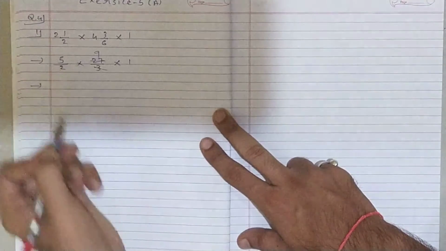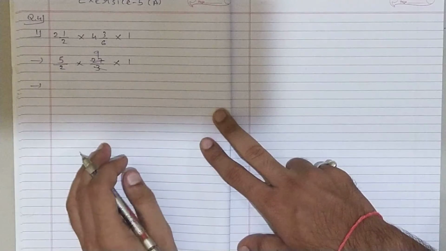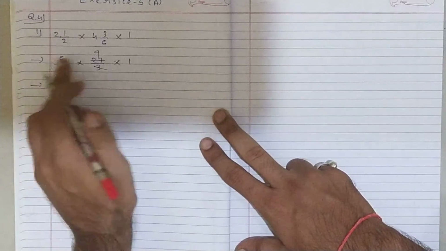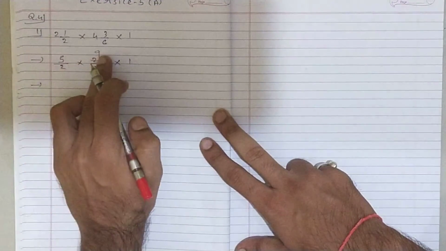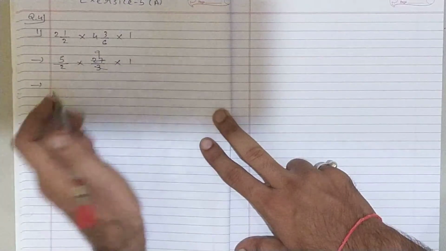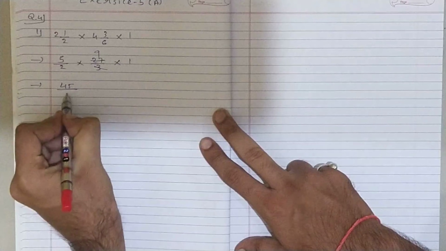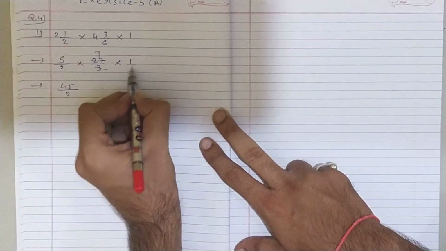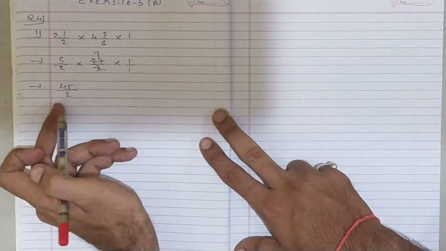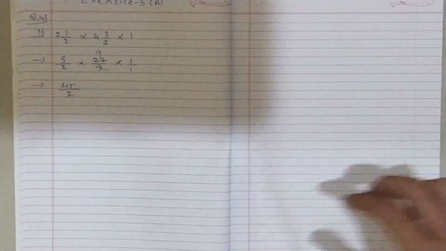9 3s are 27. Now we'll do the multiplication of numerators, that is 5 into 9, 45, 45 into 1, again 45. Here 2. No more denominator is there. If you consider here 1, then 2 into 1, again it becomes 2 only, right? So 45 by 2 is our final answer.